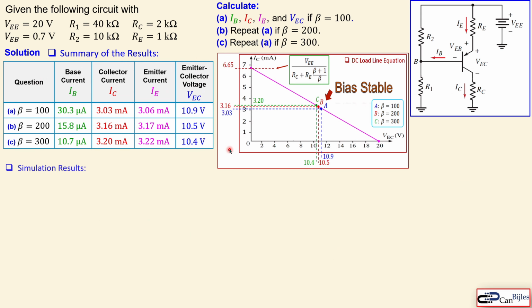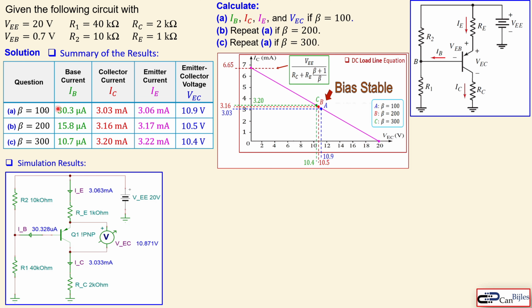Now let's also look at the simulation result. This is also very important. So I will now give the circuit for each case. This is for beta as 100, and this is the circuit. You see the PNP transistor, the R1, R2, and also the RE and the RC, the values, and also the VEE, which is our DC voltage source here. I measured now the 4 values here we would like to calculate now for the beta as 100.